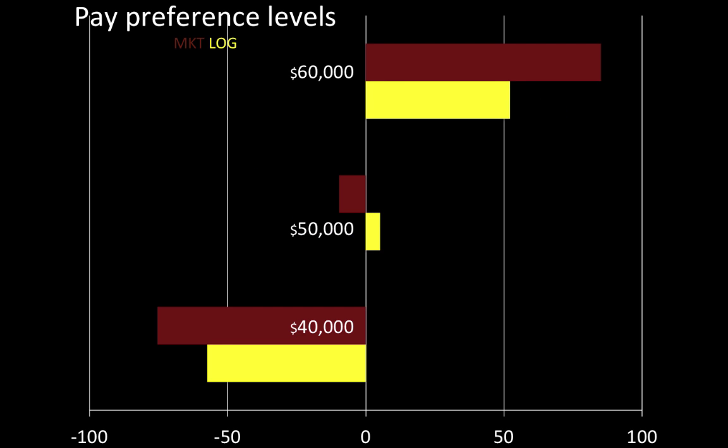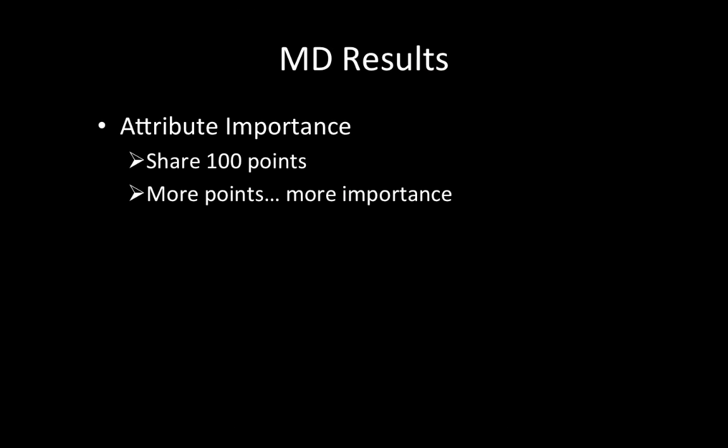And pay preference, this is pretty self-explanatory, like our last result. We're looking to get paid. We're coming out of college, looking for that first big paycheck, and we would prefer to be around the $60,000 pay range, whereas anything under $40,000 is not really suitable for us.